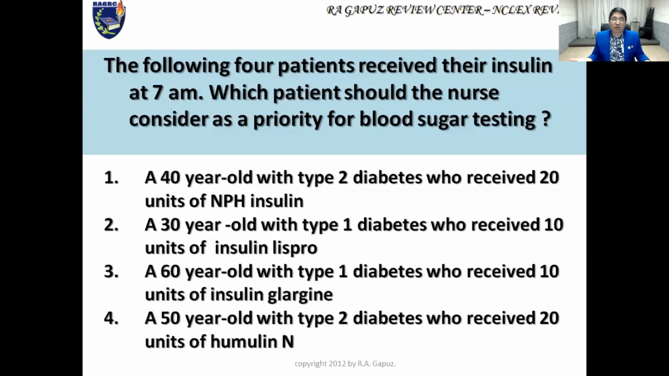Is it the client in option 1, a 40-year-old with type 2 diabetes who received 20 units of NPH insulin? Option 2, a 30-year-old with type 1 diabetes who received 10 units of Insulin Lispro? Or option 3, a 60-year-old with type 1 diabetes who received 10 units of Insulin Glargine? Or option 4, a 50-year-old with type 2 diabetes who received 20 units of Humulin N?